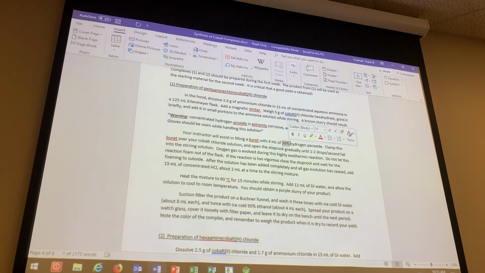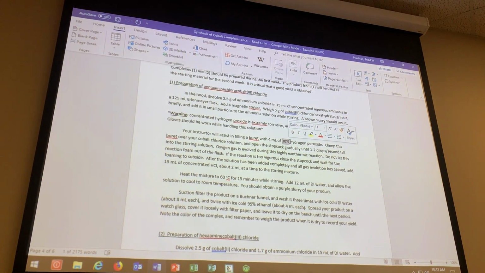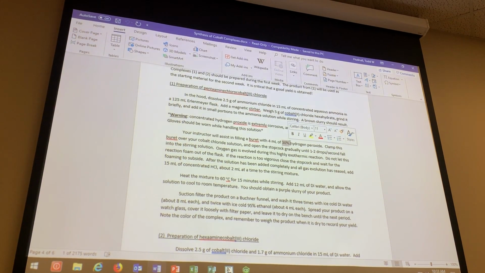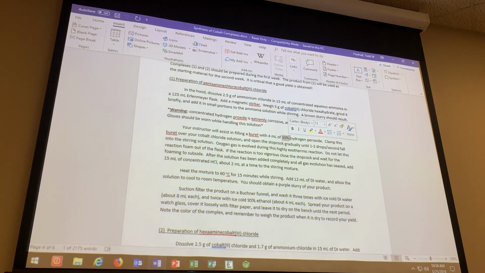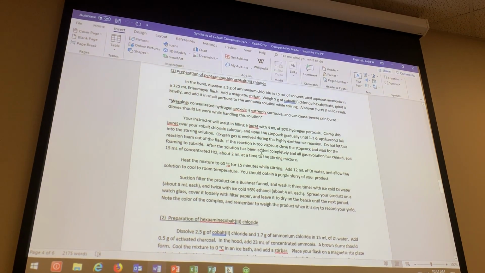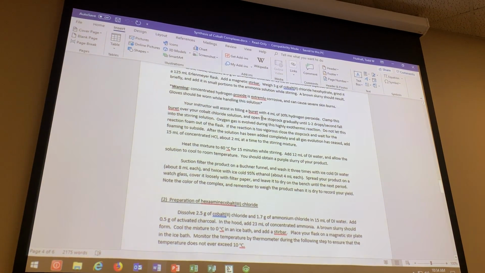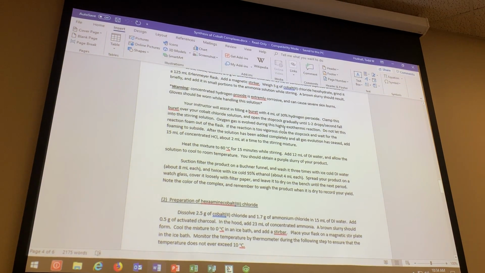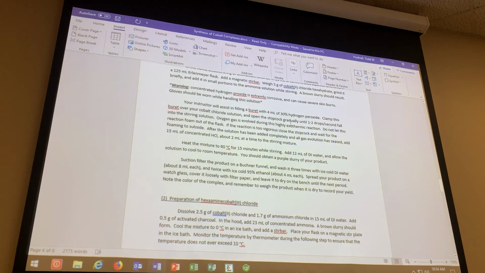So this is 10 times more concentrated, and that might not seem like a lot, but pardon my French, this will mess up your skin if you get it on you. So be careful with this stuff. This is not good. You don't want to mess with that stuff. And so you'll get some hydrogen peroxide, and then you're going to gradually add it into the reaction.